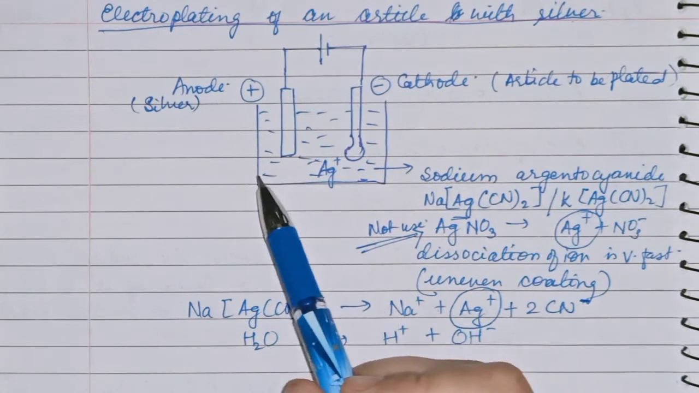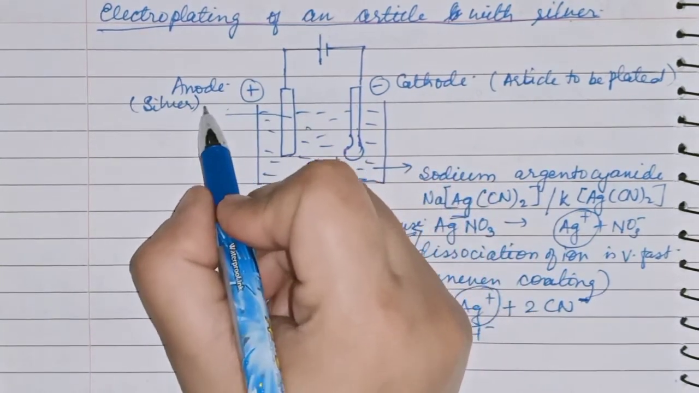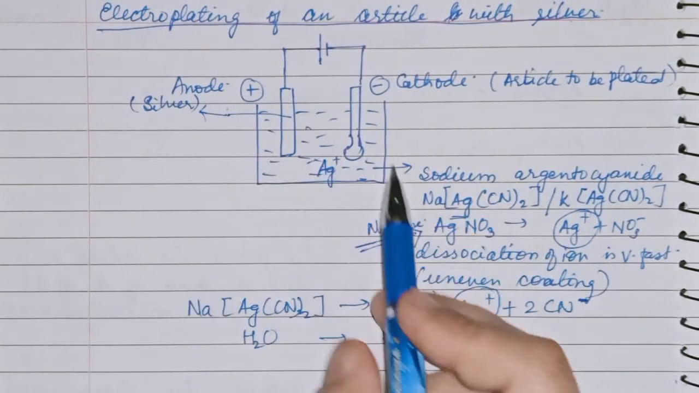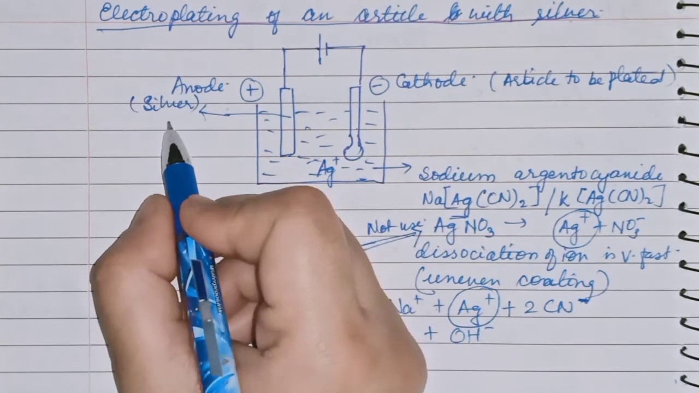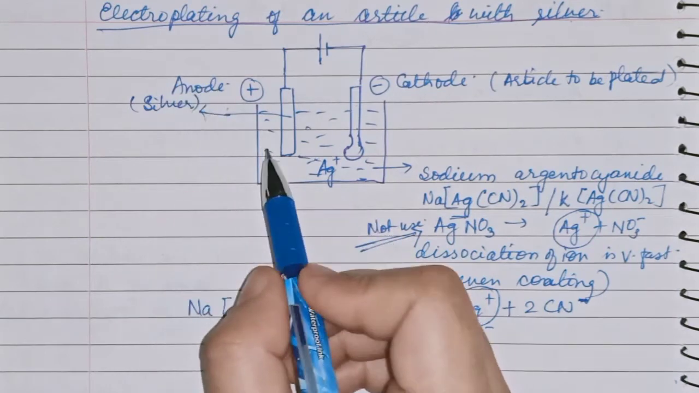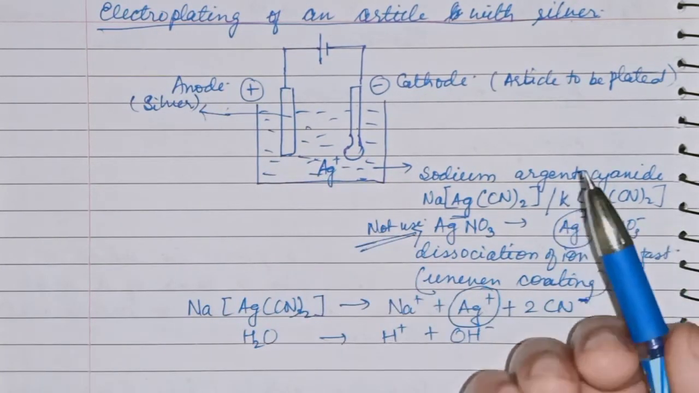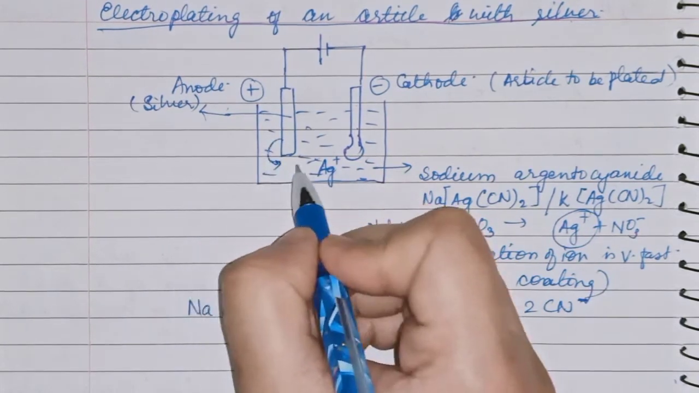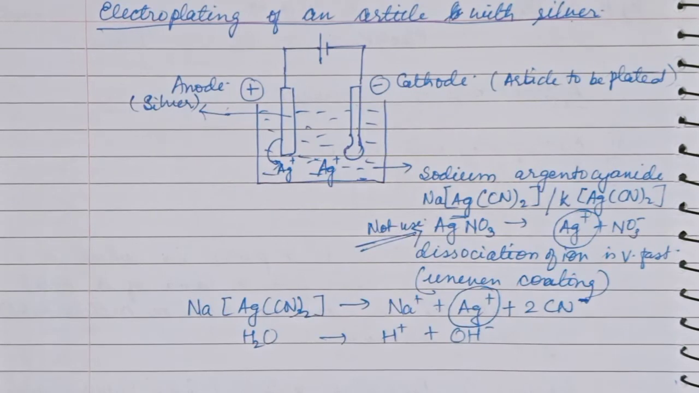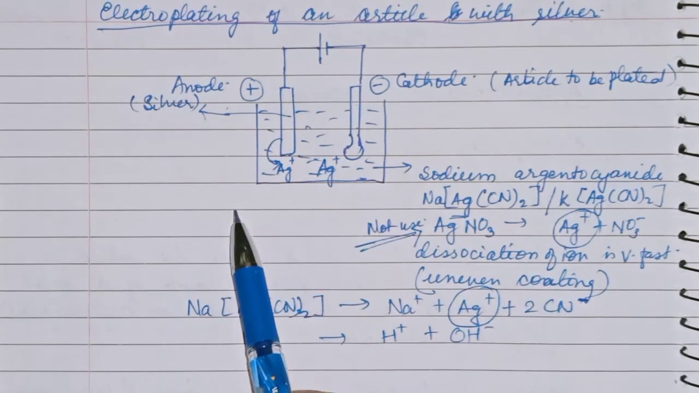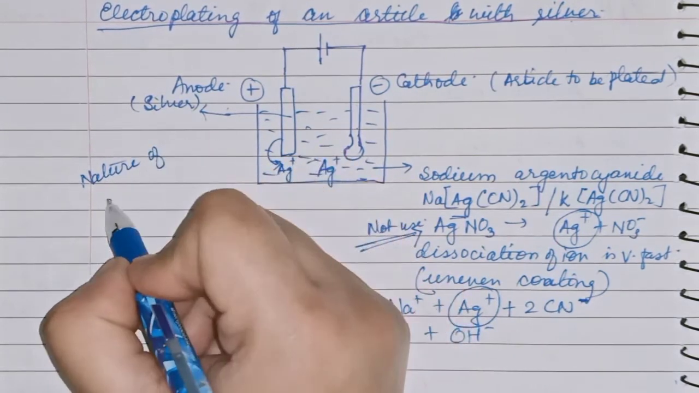Because the anode is also made up of silver, and in the electrolyte silver is present. So when the electrode is made up of the metal which is present in the electrolyte, at that time this anode breaks down to give the metal ion. This is called the nature of electrode.